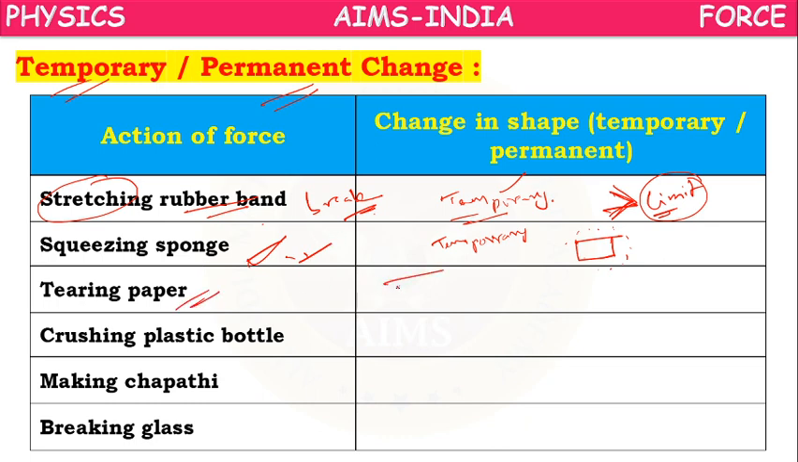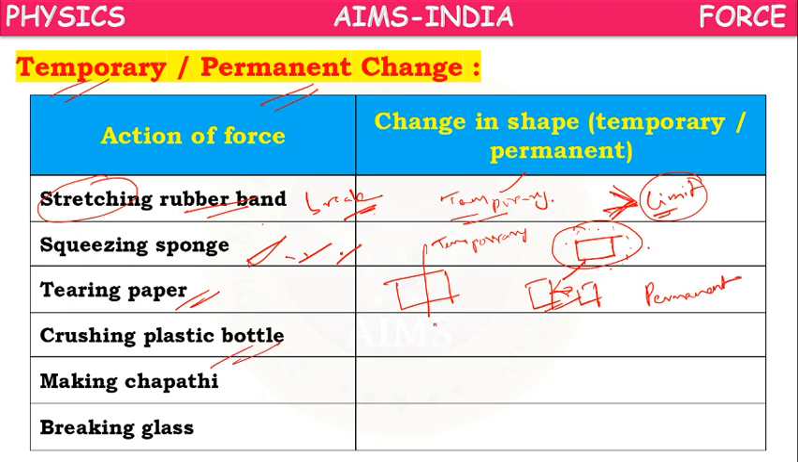Tearing paper. Suppose you have a paper and you tear it into two pieces. It's a permanent change. We cannot attach the two pieces together again without any external help. By themselves, they cannot be attached. Here, the sponge by itself can come back to its normal position, but the paper pieces, by themselves, cannot come back to the original position.